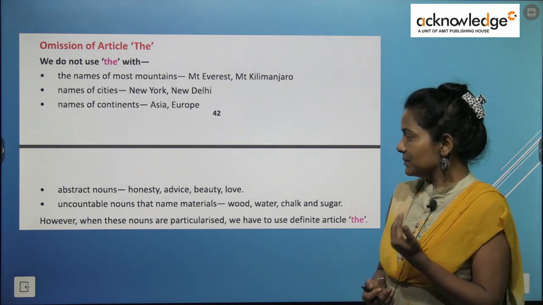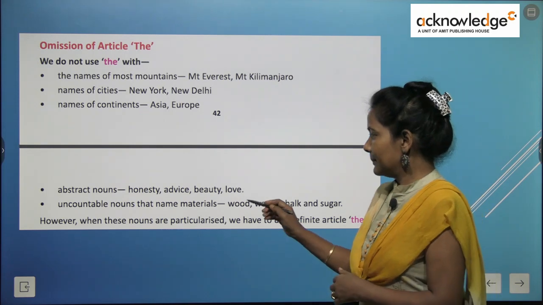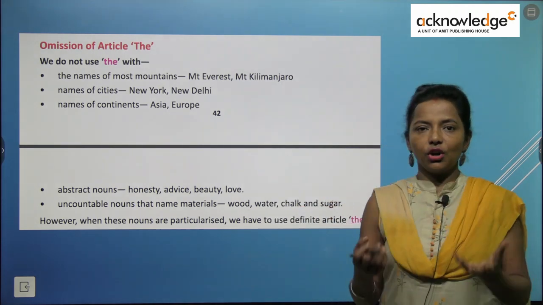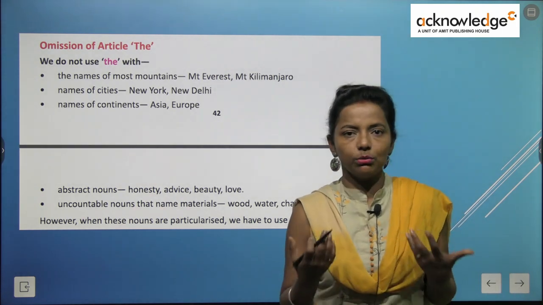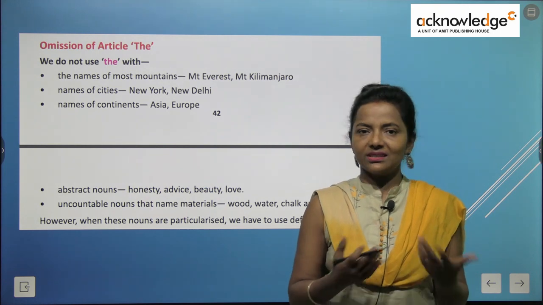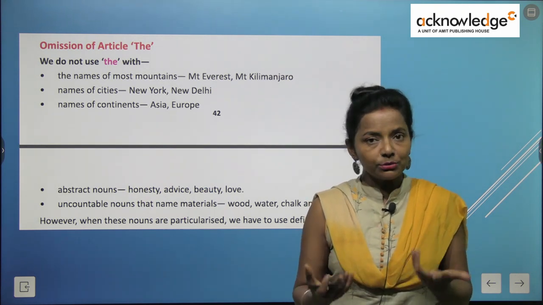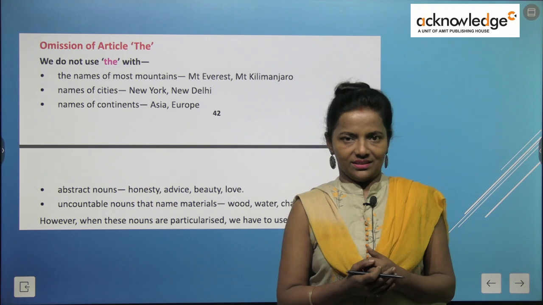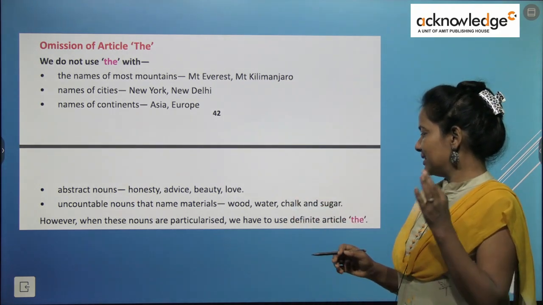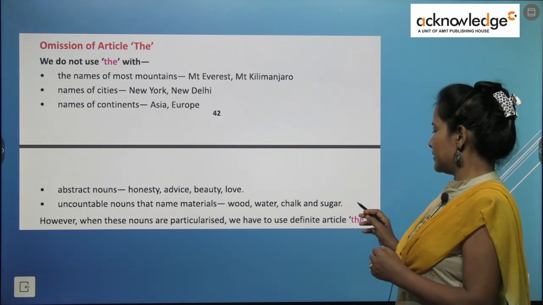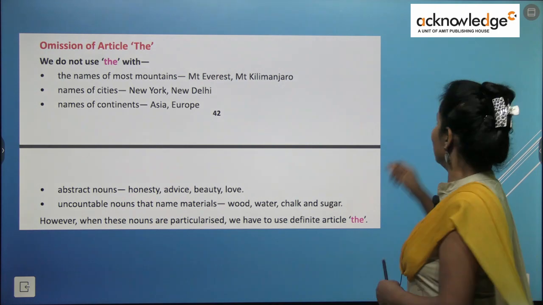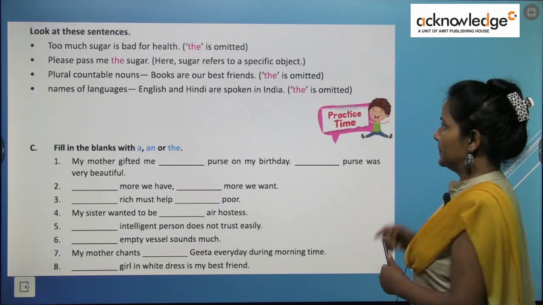Uncountable nouns that name materials. Wood, water, chalk and sugar. चॉक, शुगर, सॉल्ट, इनको हम काउंट नहीं कर सकते, तो इनके आगे भी हम द नहीं लगाते। द शुगर, द सॉल्ट नहीं बोला जाता है। गिव मी सम शुगर, सम सॉल्ट। ओके, however when these nouns are particularized we have to use definite article the. अब इसको पर्टिकुलराइज कैसे करते हैं, we'll see it further.